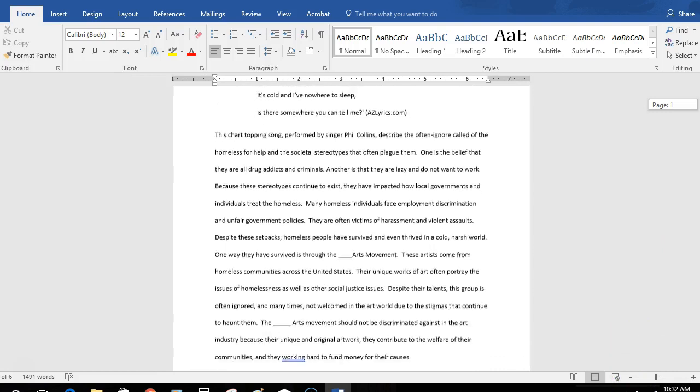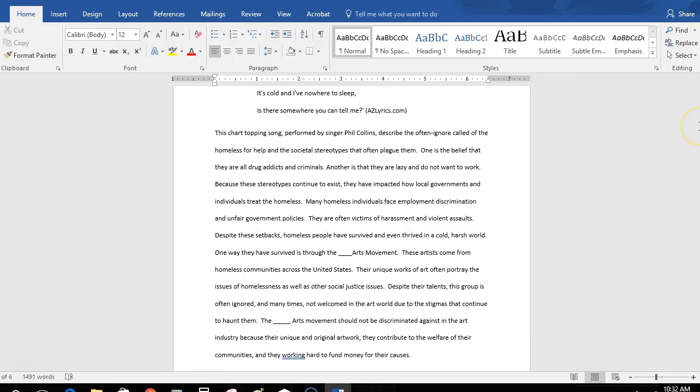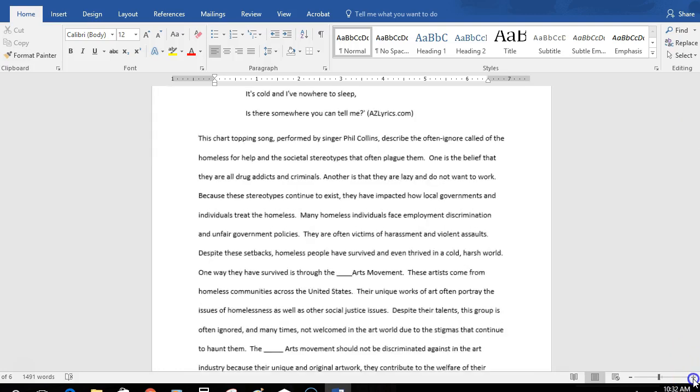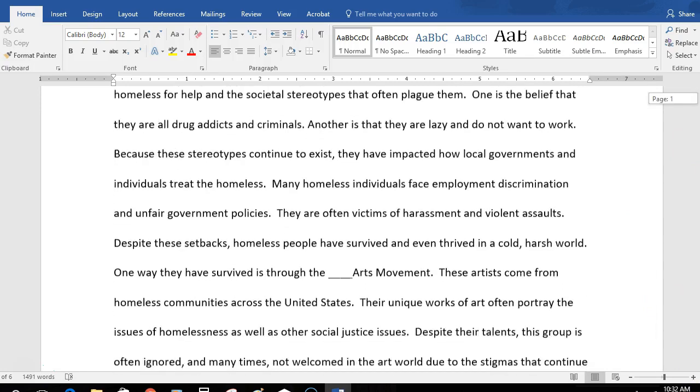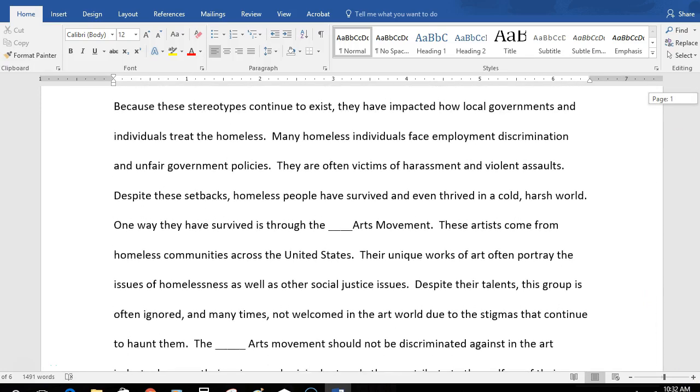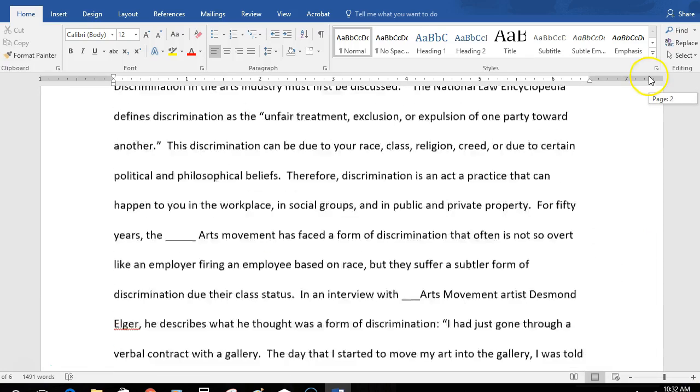So the student sees this view, but the student doesn't really see anything at the sentence and at the word level. What I recommend is that the student zoom in the paper, and this way it's going to be a lot easier to see and correct any grammar mistakes.